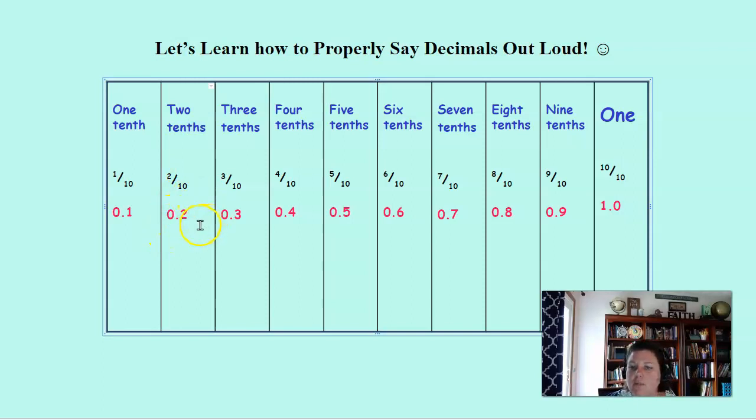2/10 as a decimal, because a 2 is in the tenths place. 2/10 as a fraction. 3/10. 4/10 as a fraction, 4/10 as a decimal. 5/10. 6/10 in words, 6/10 written as a fraction. 6 in the tenths spot, or 0.6 for the decimal.